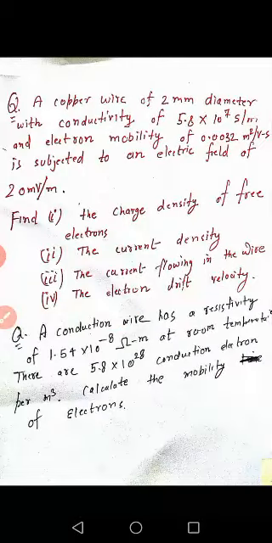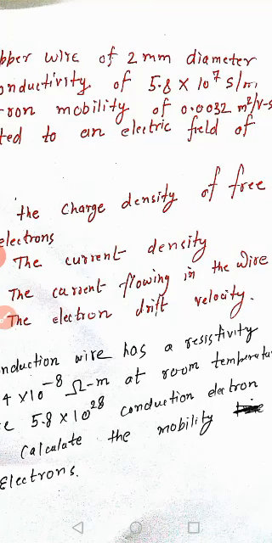Now let us try to solve some problems. The first problem is a copper wire of 2 mm diameter with conductivity of 5.8 × 10^7 Siemens per meter. So this is one more standard unit of conductivity. Actually we have seen mho per meter. We have discussed the unit of conductivity, mho per meter, and there is one more unit which is equivalent to mho per meter, Siemens per meter.